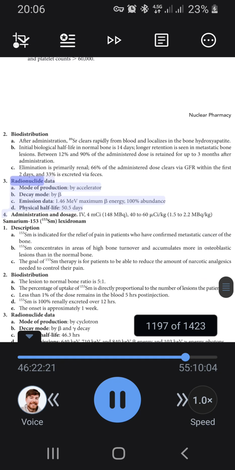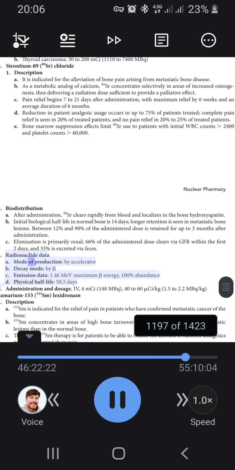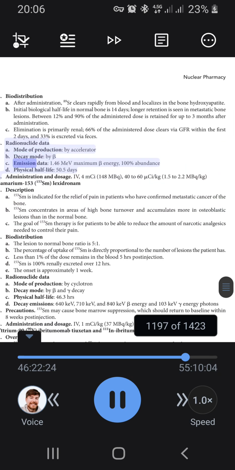3. Radionuclide data. A. Mode of production: by accelerator. B. Decay mode: by beta decay. Emission data: 1.46 MeV maximum. C. Energy: 100% abundance. D. Physical half-life: 50.5 days.